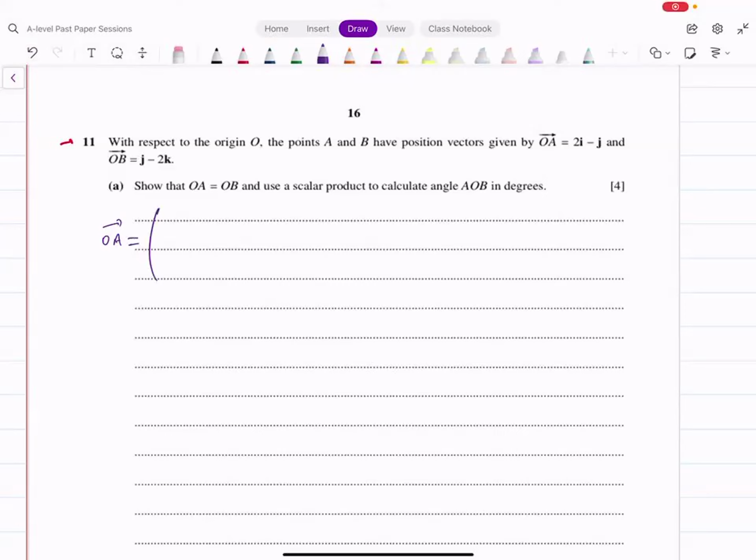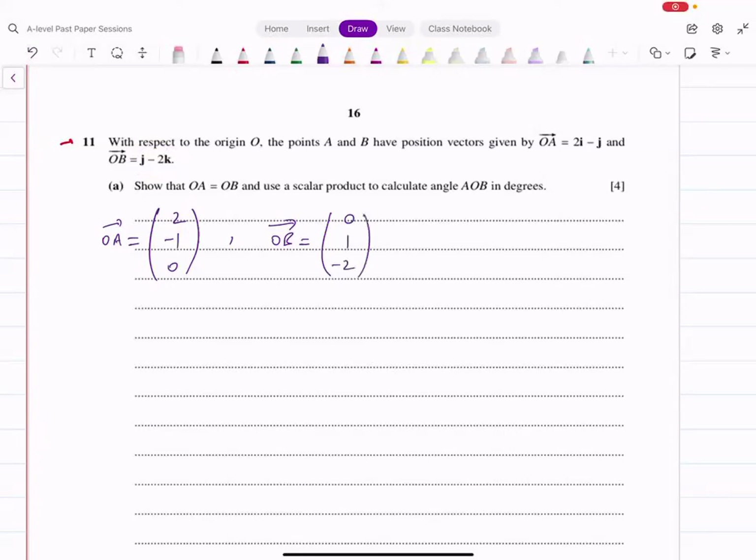OA क्या है? That's 2 minus 1. K तो इसके अंदर नहीं आ रहा. That's going to be 0. That's one vector. The other vector is OB. What's that? I term nahi hai yahan pe. That's going to be 0. J is 1 and K is minus 2.